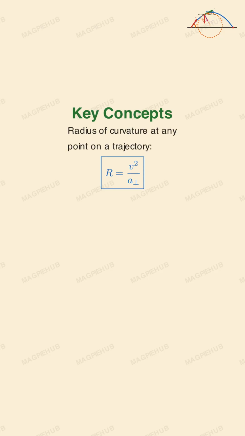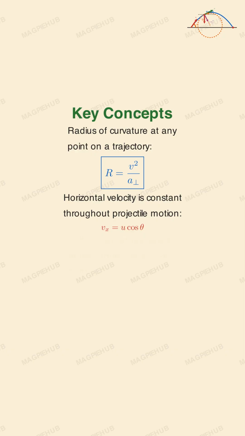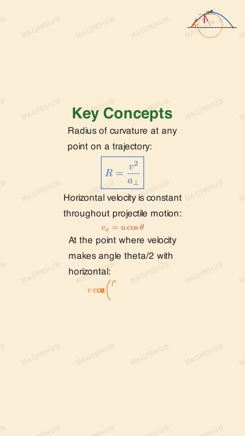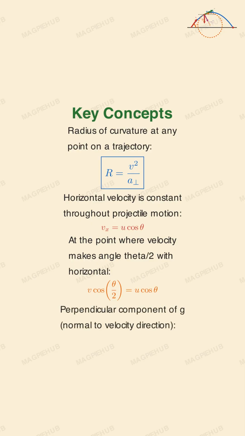The key concepts. The radius of curvature at any point on a trajectory is given by r equals v squared divided by a perpendicular, where a perpendicular is the component of acceleration perpendicular to the velocity. Now, the horizontal velocity remains constant throughout projectile motion, equal to u cos theta. At the point where velocity makes angle theta by 2 with the horizontal, the horizontal component of velocity is v cos theta by 2, which must equal u cos theta. Finally, the perpendicular component of gravity with respect to the velocity direction is g cos theta by 2.